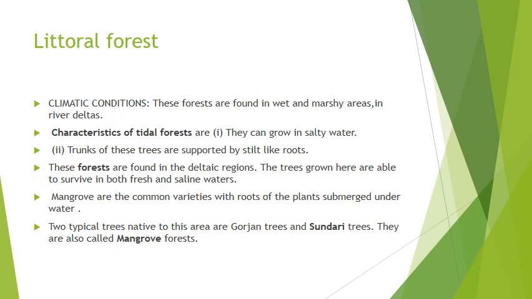The tree's trunks are supported by a number of stiff roots which remain submerged underwater during high tide and can be seen during the low tide, and that is why they are able to breathe both in high and the low tide. They have profuse growth with tangle of climbers, which is an adaptation for survival both in shifting and soft mud. Mangroves are common varieties with roots of the plants submerged under water.